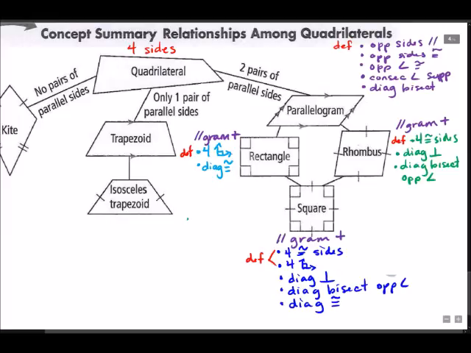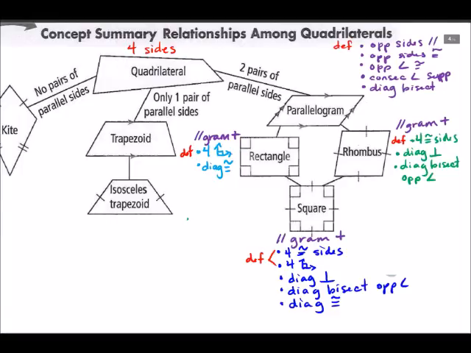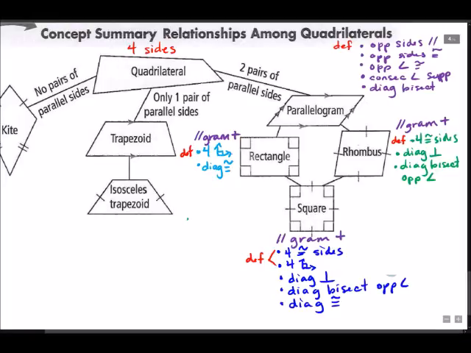And in a rhombus, we know the diagonals are perpendicular. The diagonals bisect the opposite angles. So that's the 5 parallelogram things plus a definition plus 2 more for a rhombus. That's 8 things we know about a rhombus. 7 things we know about a rectangle.